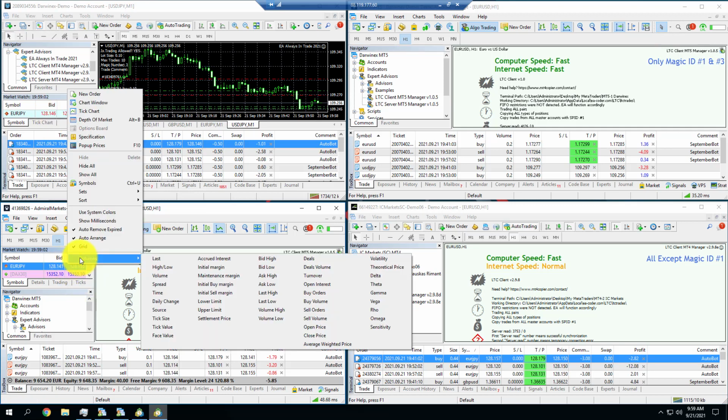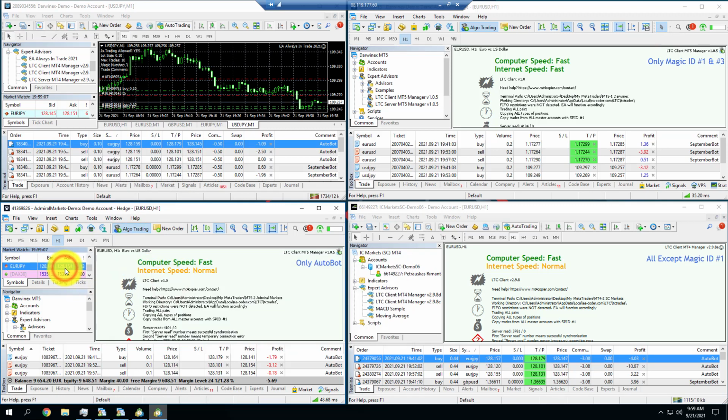Let's see what the spread is. Yeah, we have a spread of 6 points on DarwinX, but we have 15 points on Admiral Markets. So it's not good to copy from DarwinX to Admiral Markets, okay? Because trading conditions are different. The price is different. So you just can't get the same price. Different broker, different rules, different things, okay?